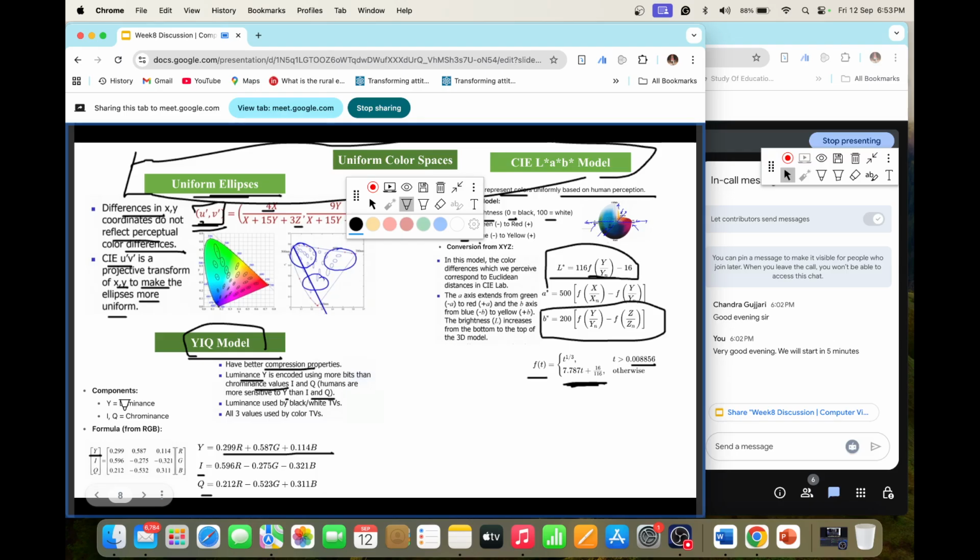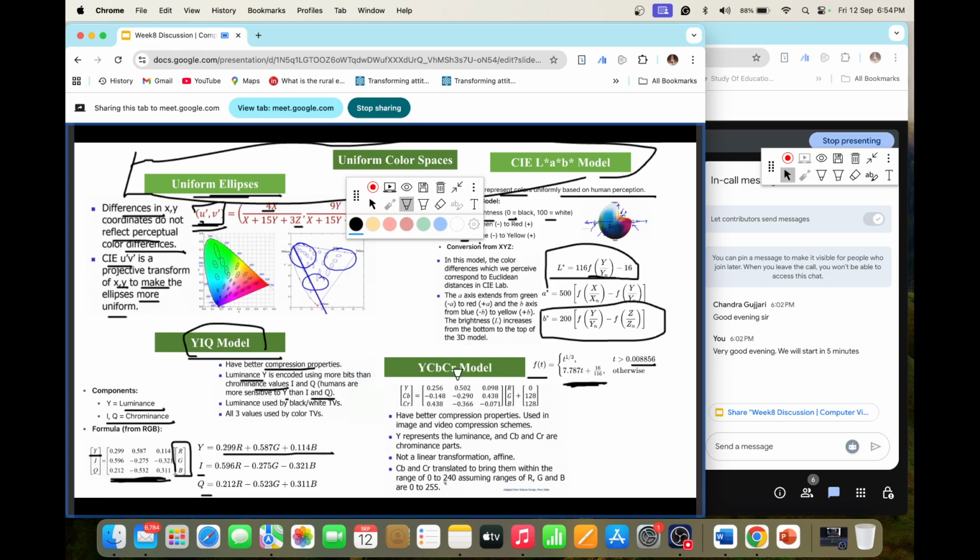Y for luminance, IQ for chrominance. So Y has been given more bits and IQ, the chrominance, has been given fewer bits. So this is the YIQ model. How can we calculate it? If we have the RGB values, we just multiply this RGB with this matrix and we can get the YIQ values.